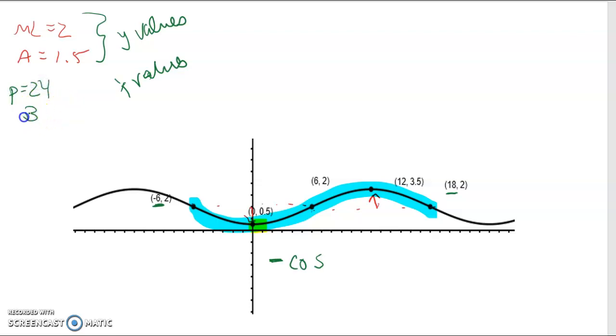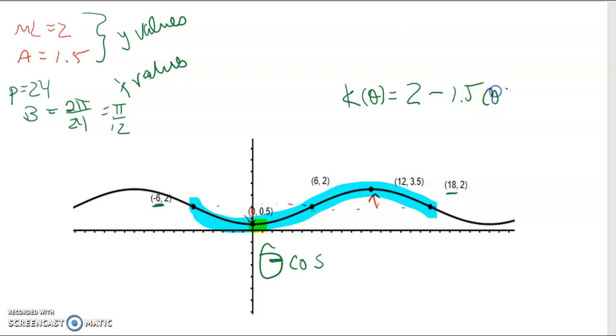And that means B is equal to 2 pi divided by 24. Always reduce. We're at pi over 12. We're ready to write it. How about K? K of theta is equal to our midline. It's a negative cosine function because he's at a min value, so minus 1.5 cosine pi over 12 theta.